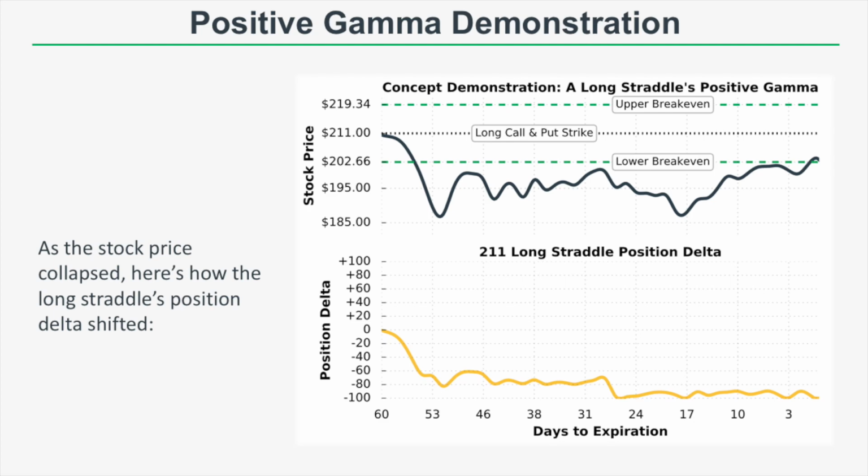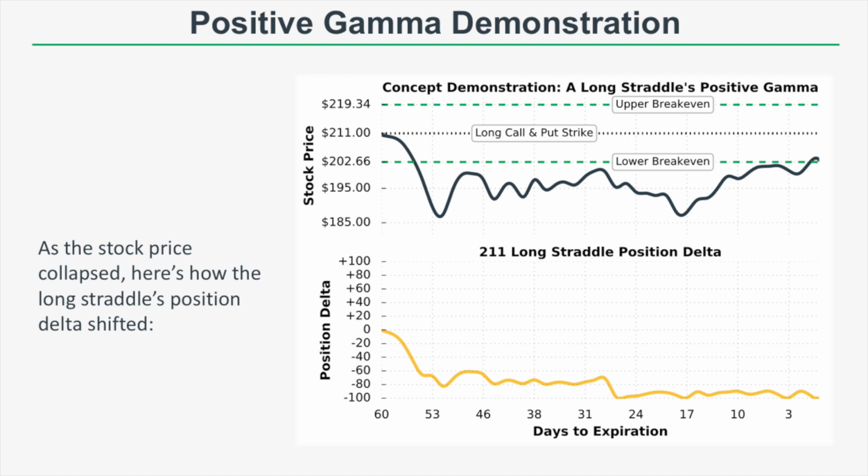So the net effect of that is that the position delta of the long straddle starts to grow more towards negative 100. Now, a delta of negative 80 means that if the stock price decreases by $1 more, we're expected to profit by $80. And if the stock price increases by $1, we're expected to lose $80. So as we can see here, if the stock price decreases away from our long straddle strike price, our position becomes more short because our position delta is negative. Now that means that we want the stock to continue to decrease because that's going to lead to more and more profits for a long straddle position.